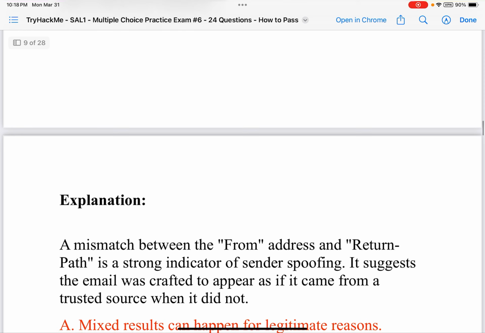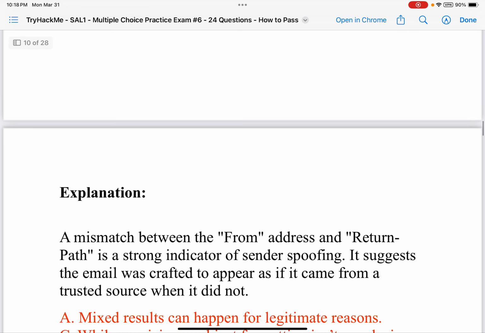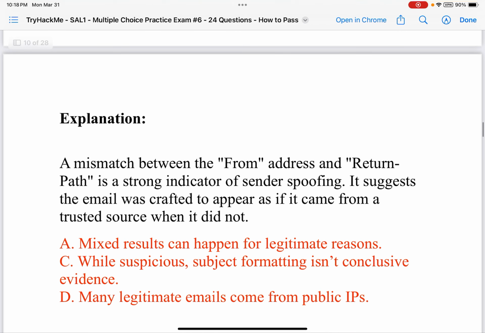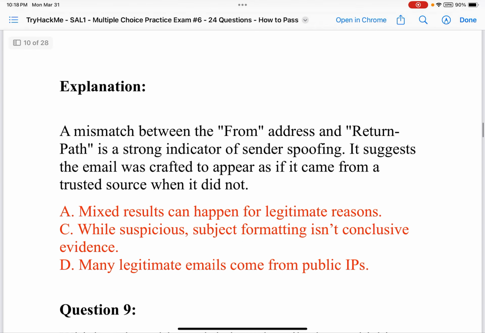The explanation: a mismatch between the from address and return path is a strong indicator of sender spoofing. It suggests the email was crafted to appear as if it came from a trusted source when it did not. There's the red text. You know what to do. Pause the video and read why they're incorrect.